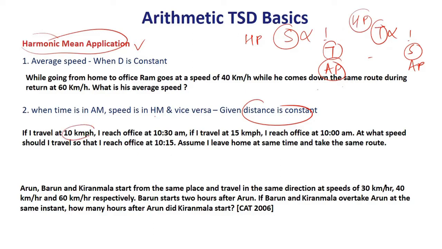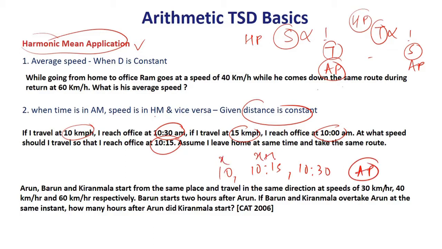If I travel at 10 km per hour, I reach office at 10:30. If I travel at 15 km per hour, I reach office at 10 am. At what speed should I travel so that I reach office at 10:15? Very simple. You see the time here, 10, 10:15 and 10:30. The time is in AP, right? In the first case, let's say you are taking X minutes. Second case, you are taking X plus 15. Third case, you are taking X plus 30.